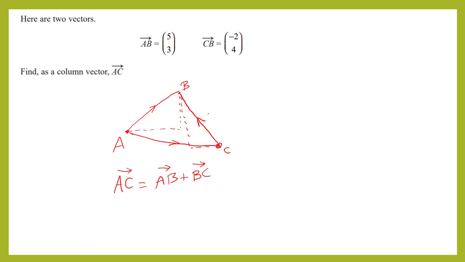For example, if you go from C to B it will be positive, but if you want to go from B to C, it will be negative. So we change the sign of this one. AB is 5 and 3 added to, with the signs changed, 2 and minus 4. 5 plus 2 is 7, and 3 plus negative 4 is negative 1. So now we got the required column vector, which is AC. In this part, you only needed to change the sign of CB to become BC.